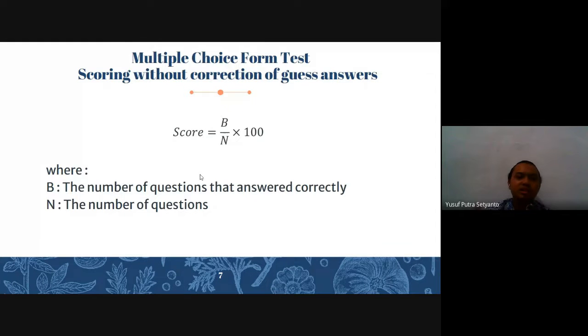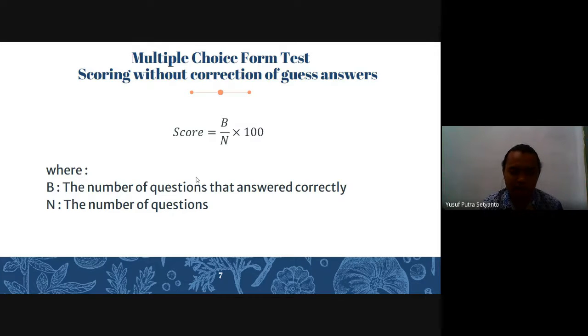The first is multiple choice form test scoring without correction of guess answer. The formula is score equals B over N times 100, where B is the number of questions answered correctly, and N is the number of questions. Uncorrected scoring is currently used in learning assessment. Usually, all of the teachers will use this.